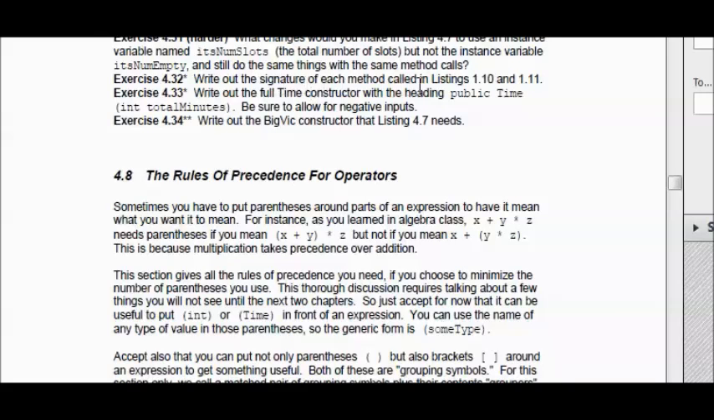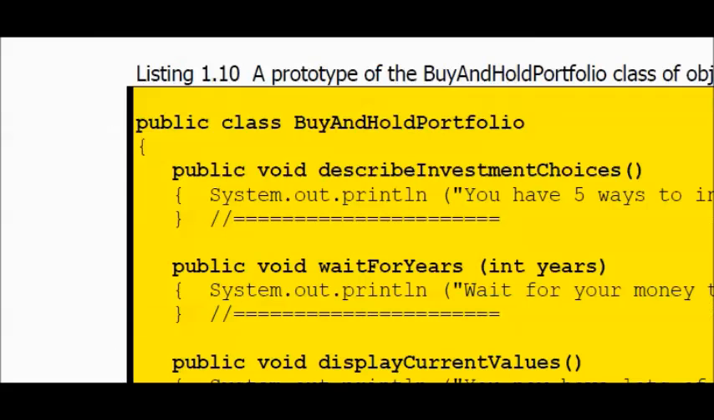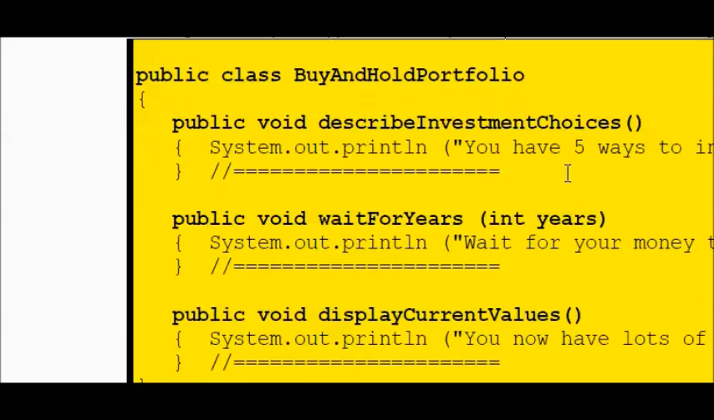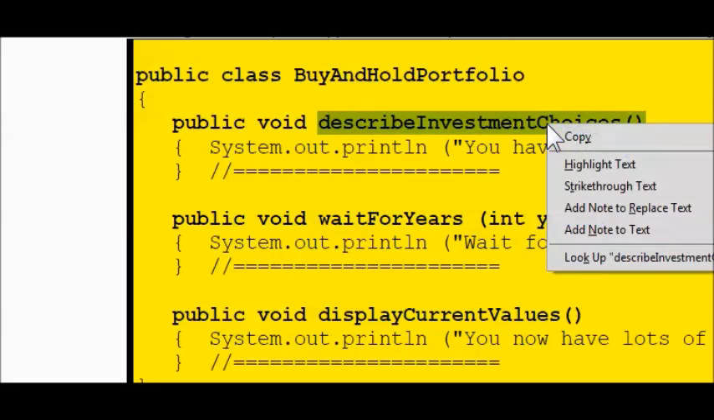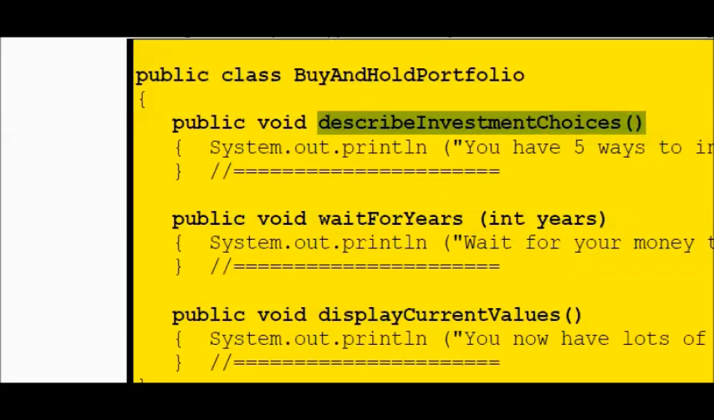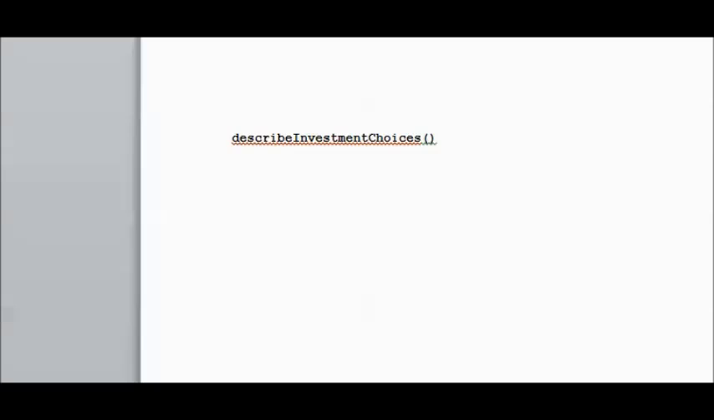It says write out the signature of each method called in listings 110 and 111. So here is listing 110, prototype of the buy and hold portfolio listing of objects. So what's your first method? Describe investment choices. So do you have anything modifying that? Nope, just copy it. Okay, so let's go to the next one.